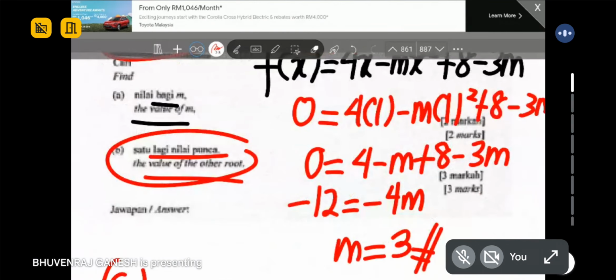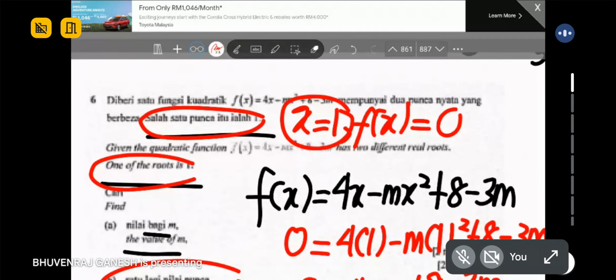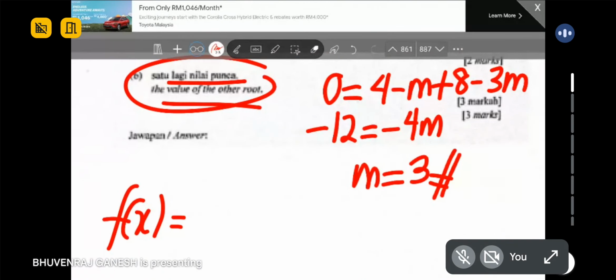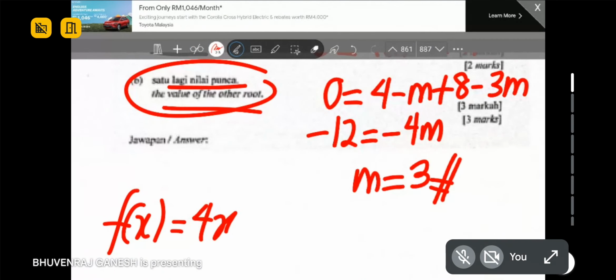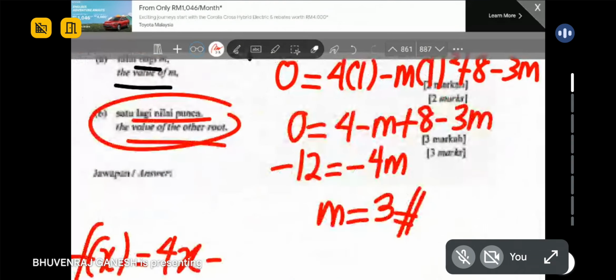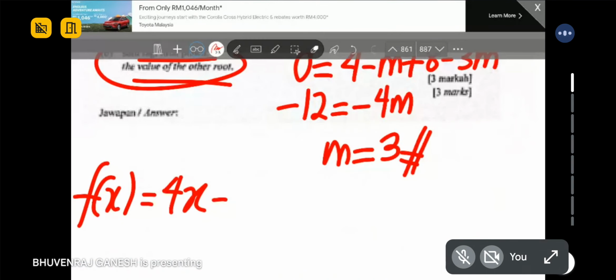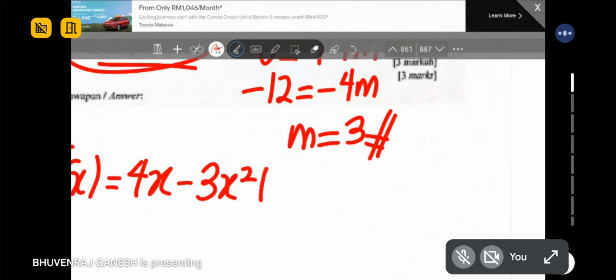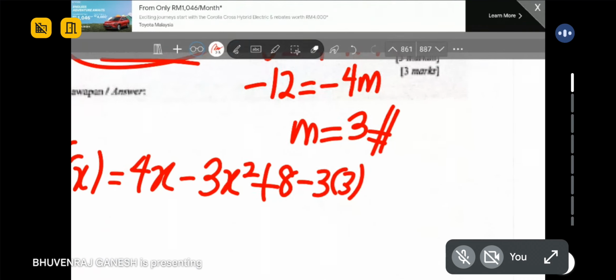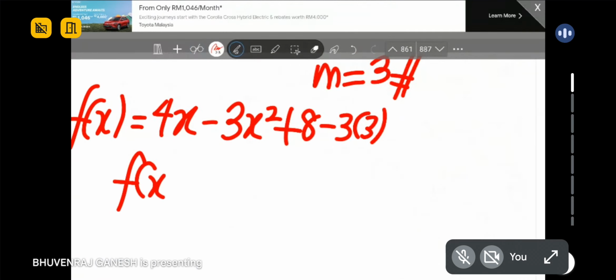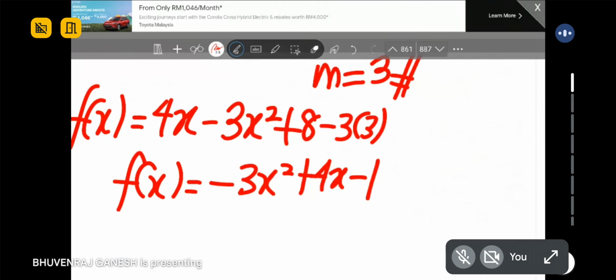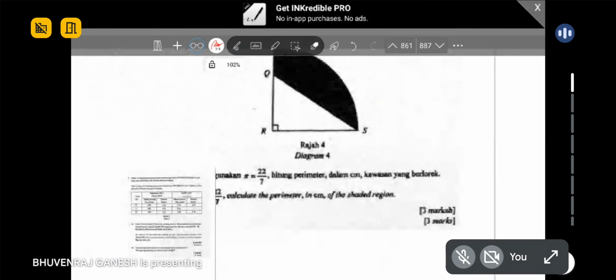That's all. Okay? So your answer, f(x) equal to 4x minus m. Okay, so m you can gantikan, guys. M sama dengan 3 kan? So you tulis 3. 3x square plus 8 minus 3m. So you just substitute the value of m, gantikan dia. So you will get negative 3x square plus 4x minus 1. Correct? Okay, and then they want you to find roots, right guys?